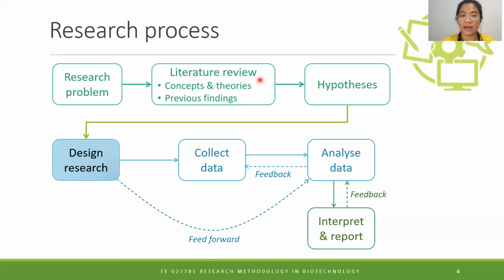Another important point about literature review is the previous findings. You wouldn't want to repeat the experiment that other people have already done unless you find something newer, or something that hasn't been done before. This is very important as well because it would affect your research design and also how you publish your research. So previous finding is very important.